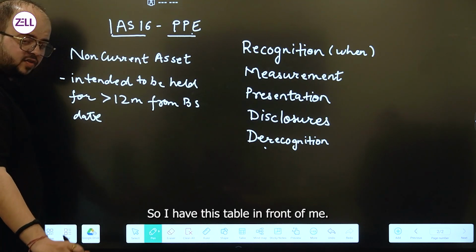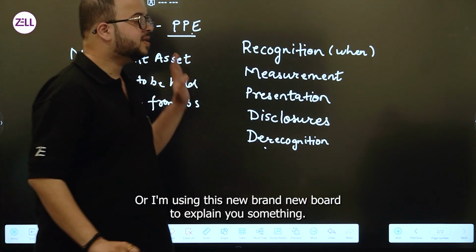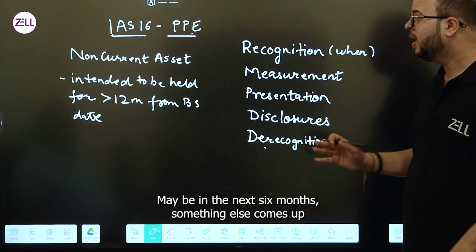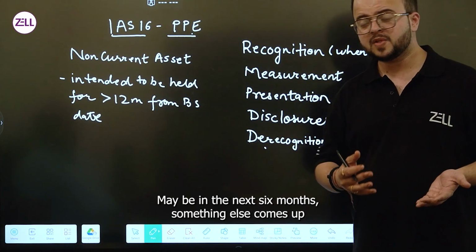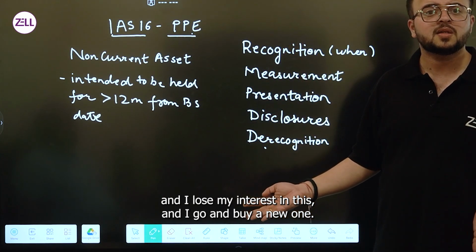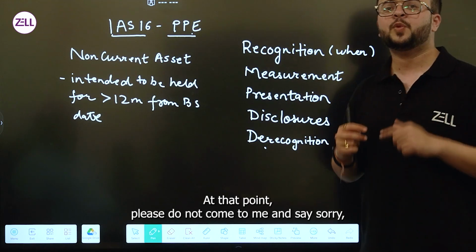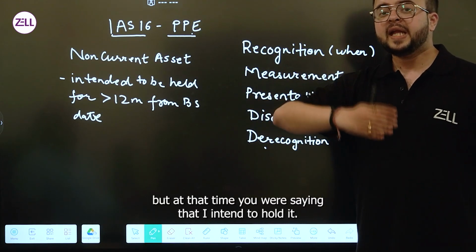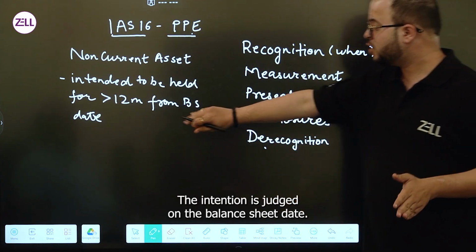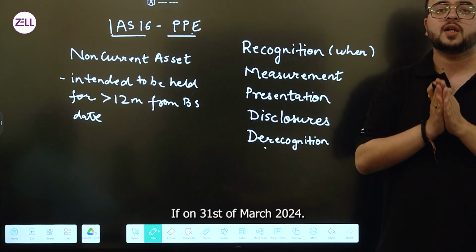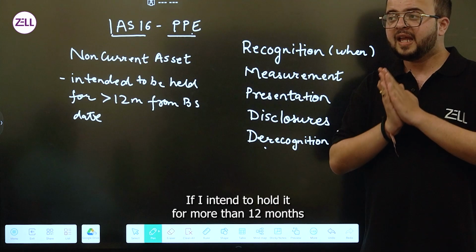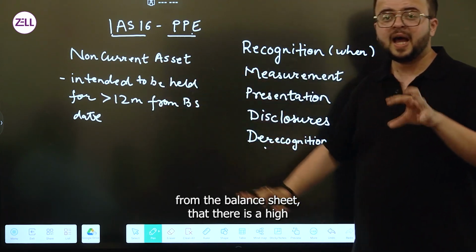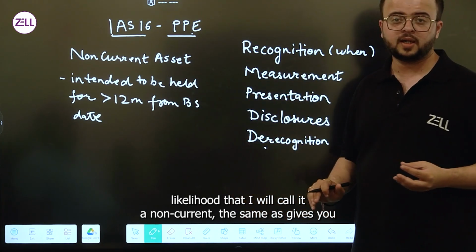So I have this table in front of me, or I'm using this brand new board to explain something to you. Maybe in the next 6 months something else comes up and I lose my interest in this and I go and buy a new one. At that point, please don't come to me and say, sir, but at that time you were saying that I intend to hold it. The intention is judged on the balance sheet date. If on 31st of March 2024, I intend to hold it for more than 12 months from the balance sheet date, there is a high likelihood that I will call it a non-current asset.